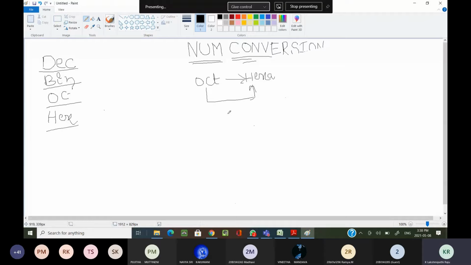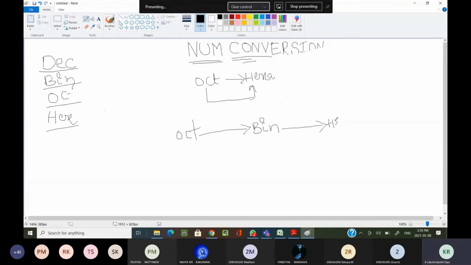The simple procedure is to first convert the given octal number into binary. After converting the given number into binary, we know how to convert binary into hexadecimal.